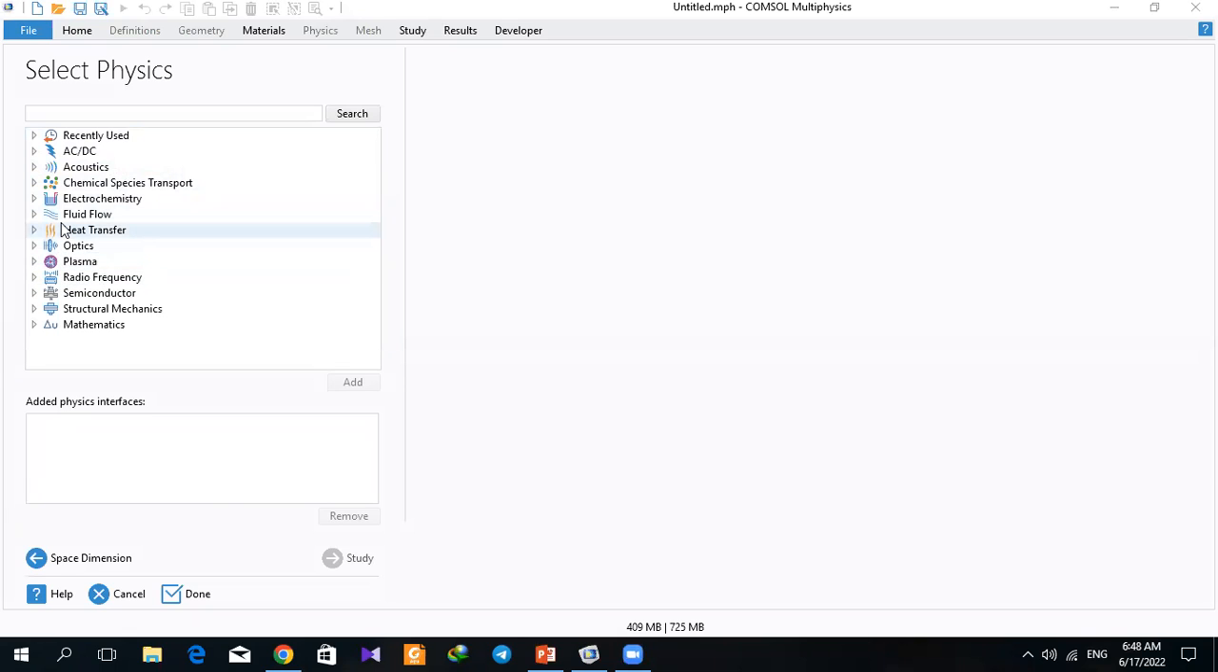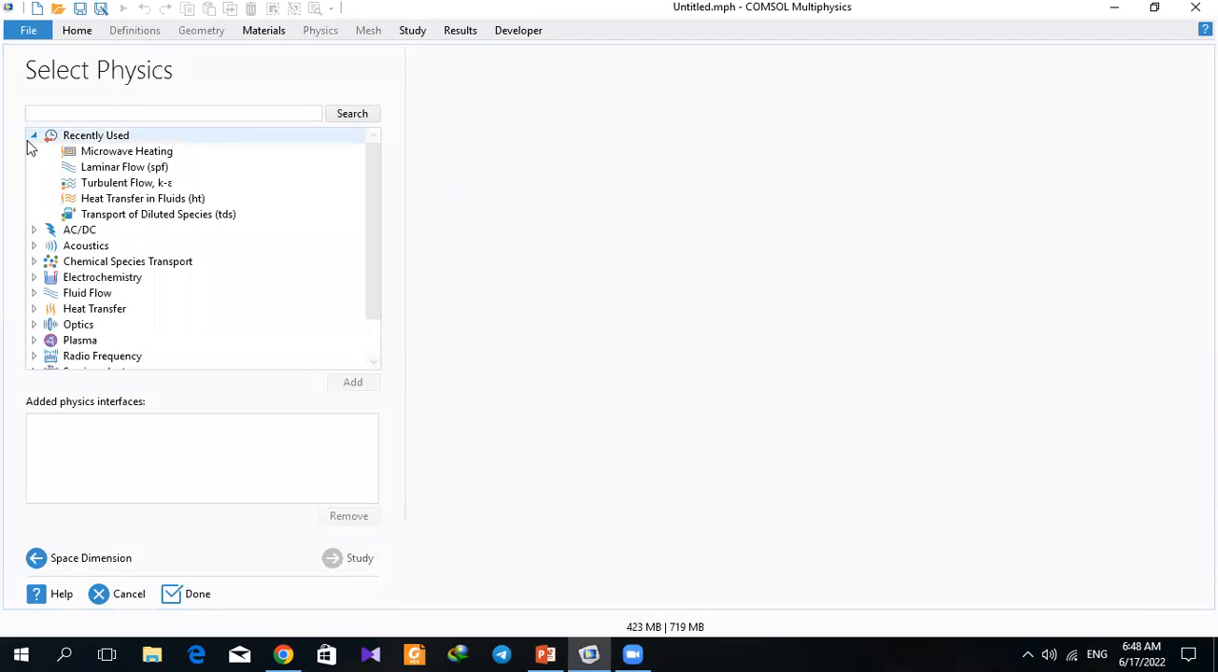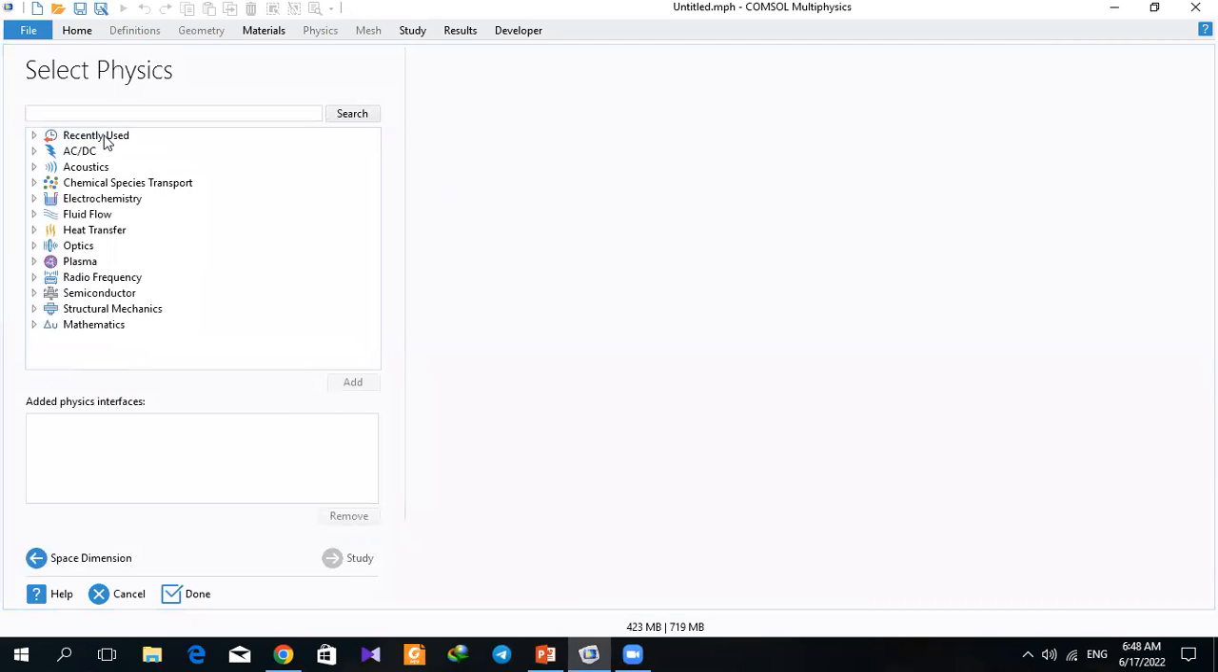Okay. So I just do a fast explanation. It's just selection of the dimension. Here you select the physics and interface. Here you can see how you can select the physics that you are going to work with.